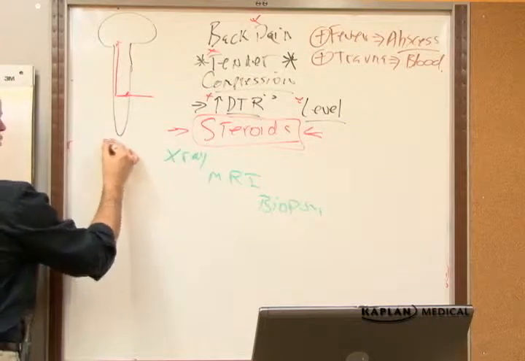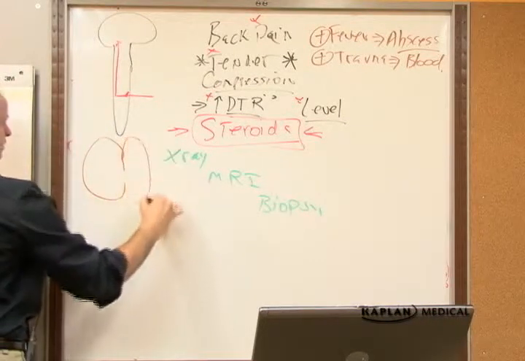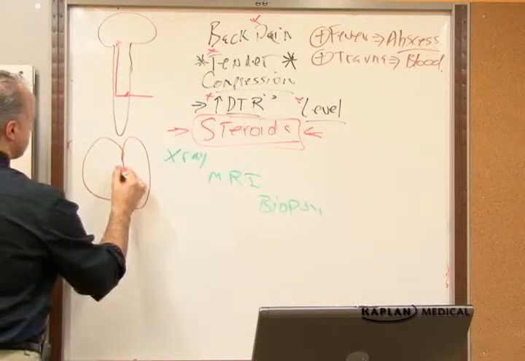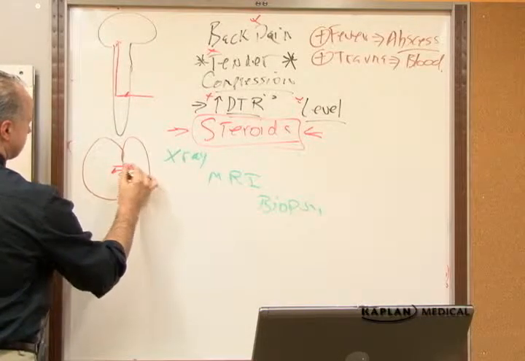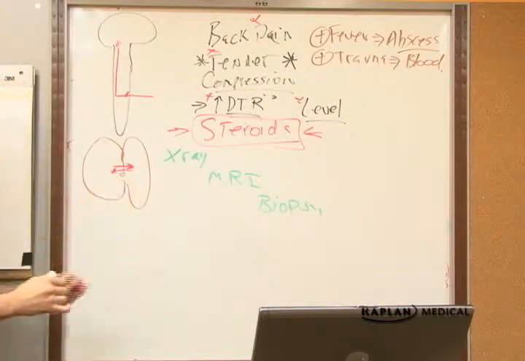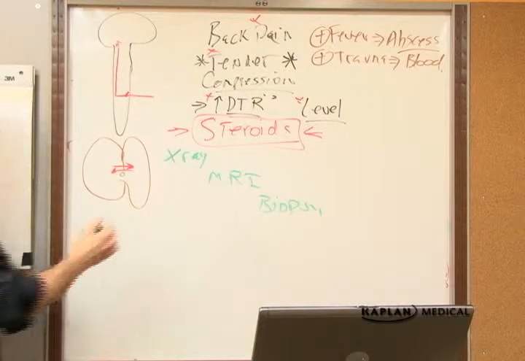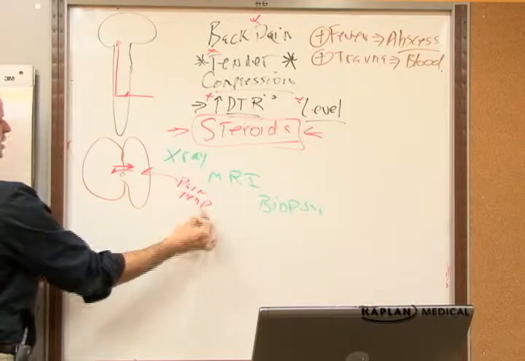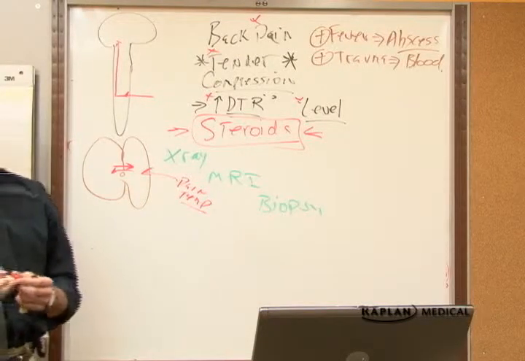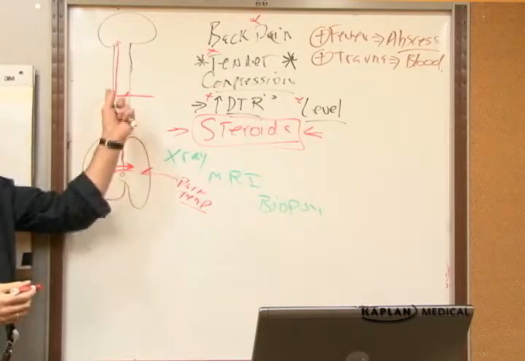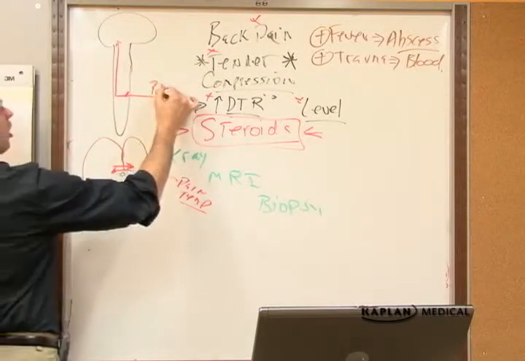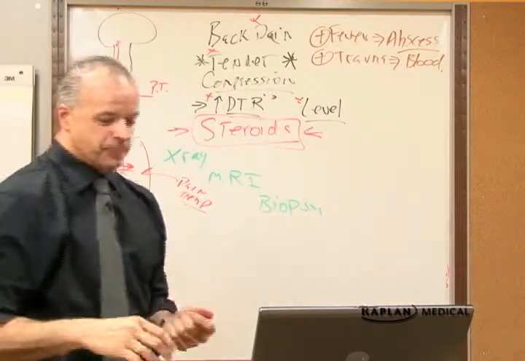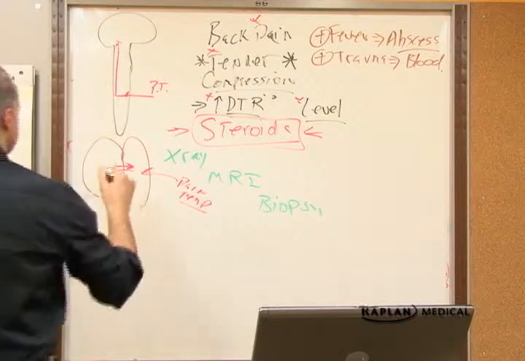So here, if we look at a cross-section of the spinal cord, I'm sorry, I'm more autistic than artistic. The pain and temperature fibers decussate at the level of the cord, right there near the center of the cord. And they go up, pain and temperature, on the opposite side.